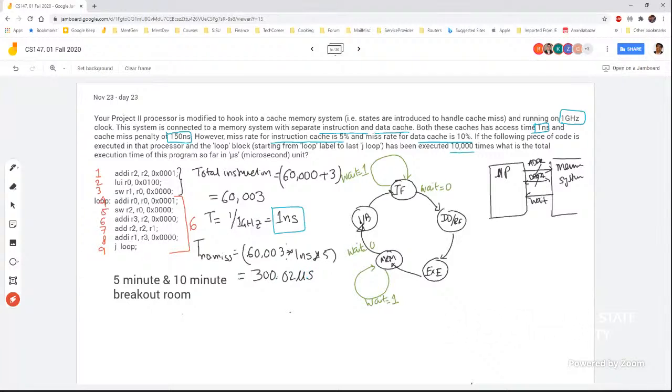Okay. Now the next part. Out of these 60,003 instruction fetches, 5% will cause a cache miss. We are talking about the instruction fetch now, which means the instruction cache. So for my 60,003 instructions, 5% cache miss, and the cache penalty is 150 nanoseconds. That means my time for, let me just remove this.